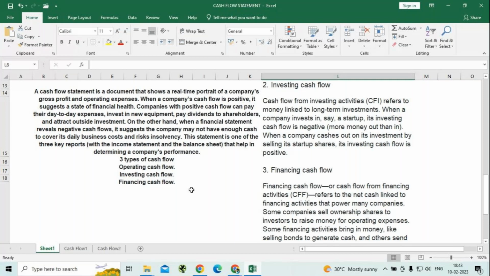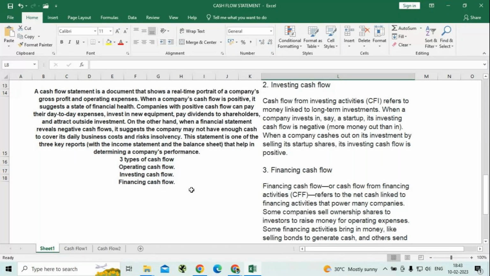On the other end, when a financial statement reveals negative cash flows, it suggests the company does not have enough cash to cover its daily business costs and risks insolvency. So try to keep it in a positive cash flow statement.